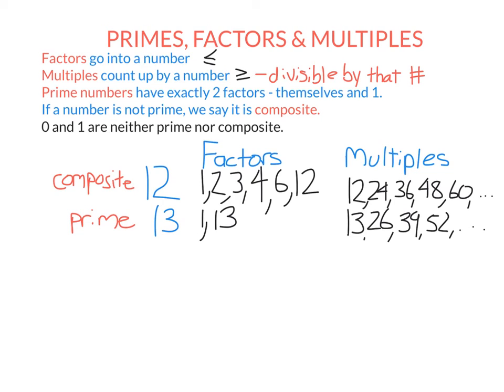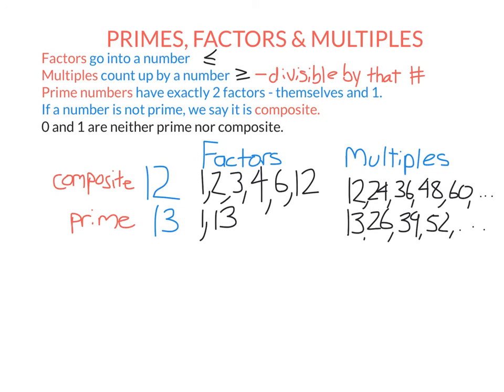The biggest mistake people make here is mixing up factors and multiples. So remember, factors are always less than or equal to the number, multiples always greater than or equal to the number. If you're looking at, say, factors of 40, you look at numbers less than or equal to 40. If you're looking at multiples of 40, they'd be numbers greater than or equal to 40.